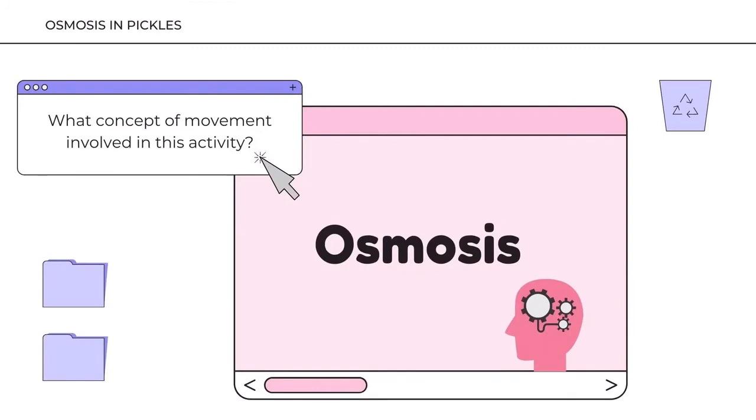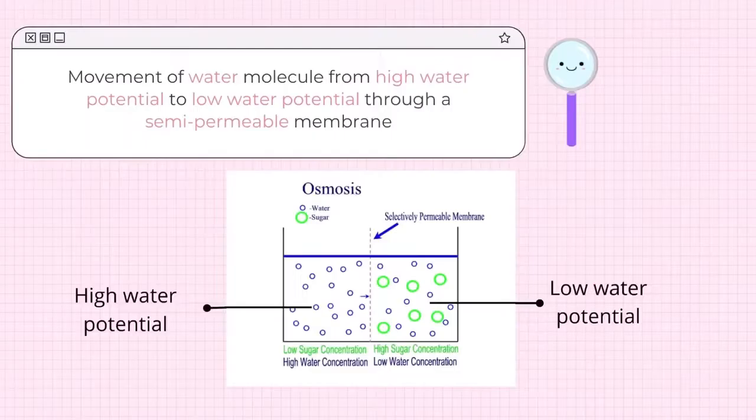The concept of movement involved in making pickles is osmosis. What comes across your mind when we talk about osmosis? Osmosis is defined as movement of water molecules from high water potential to low water potential through a semi-permeable membrane.